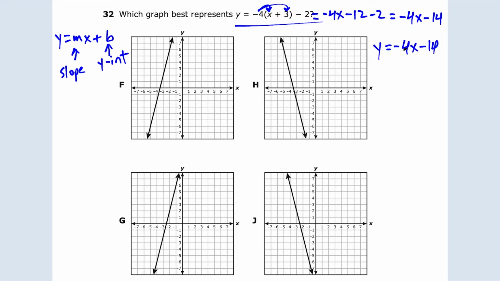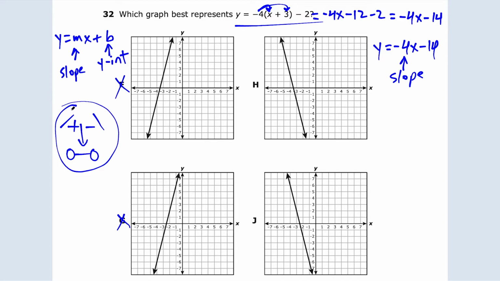So just looking at this, I could eliminate choices F and G. And the way I know this is that our slope is -4. And if we think of our friend here, slope guy, and sorry if slope guy traumatizes one of you. I know slope guy could look a little bit scary, but he's very helpful for understanding what slope tells you about a line.